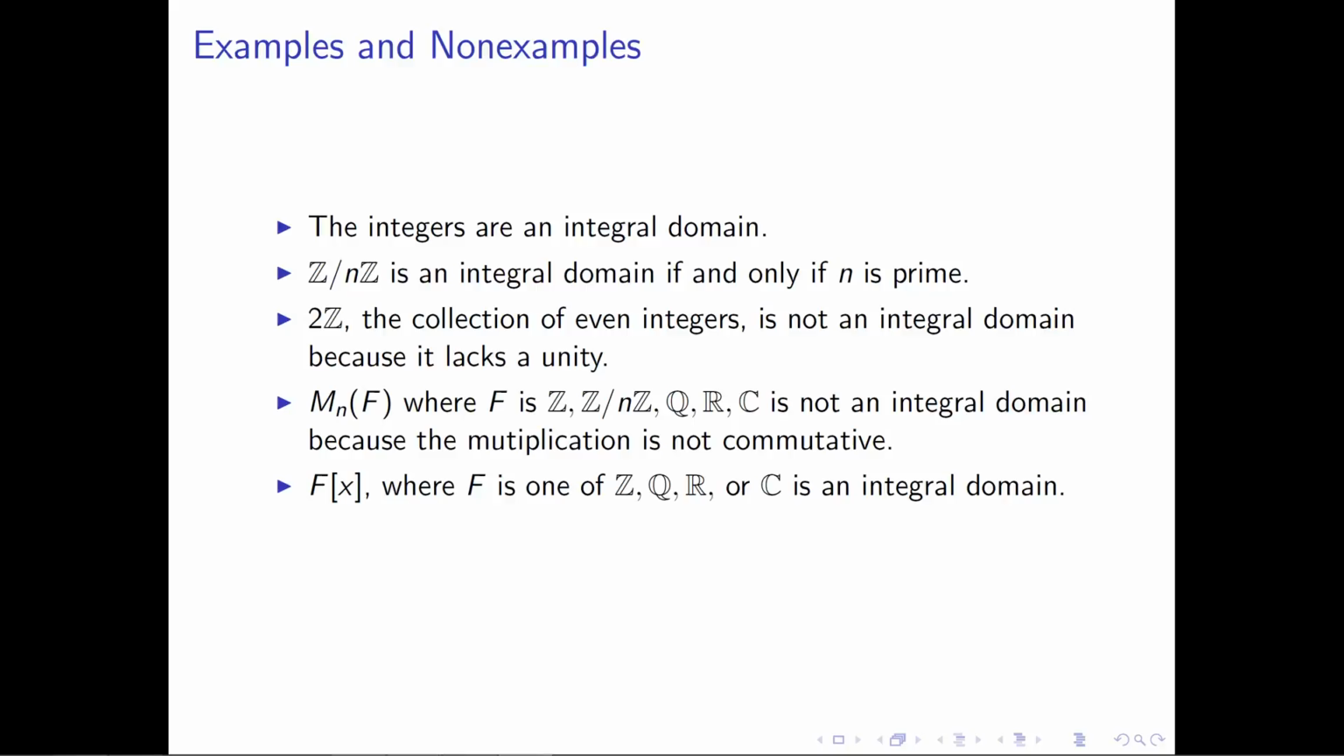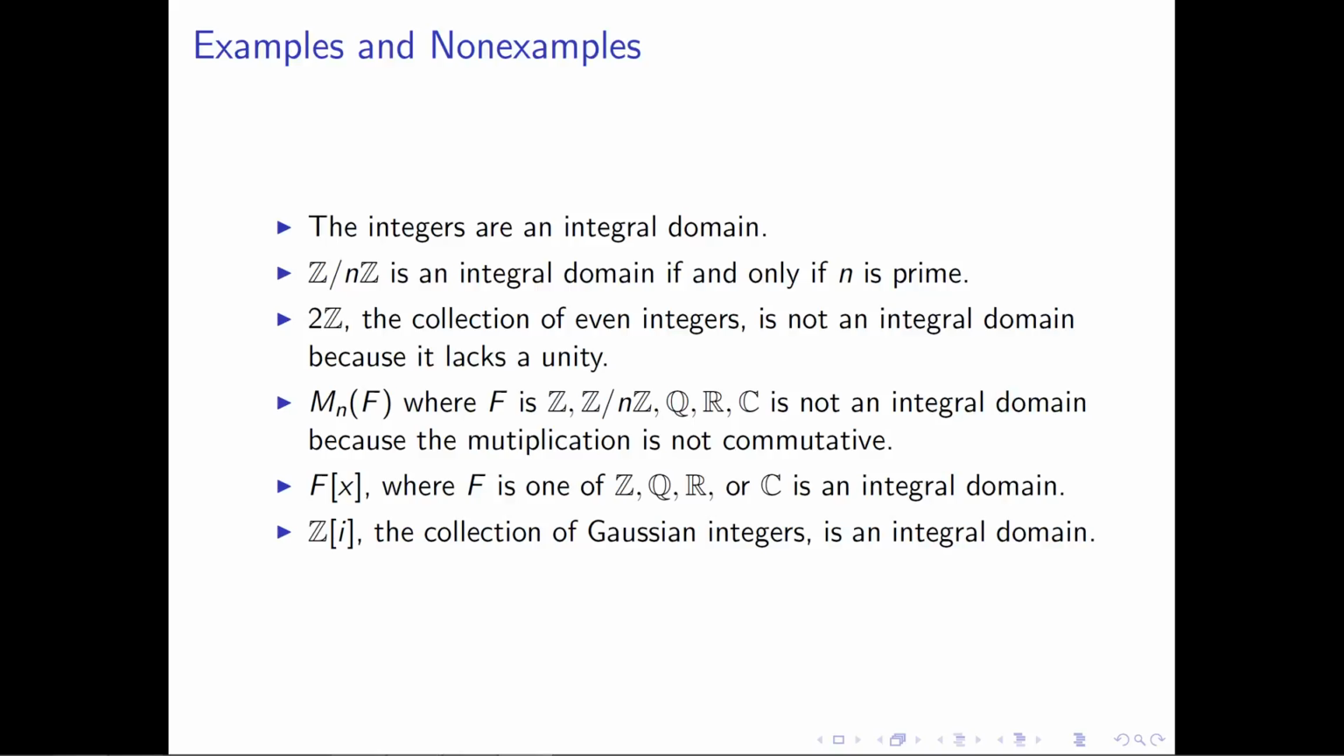Another type of ring we studied was polynomial rings, or rings using this adjoint notation. So if we're looking at F adjoint x, again where F is one of the integers, the rational numbers, reals, or the complex numbers, that will be an integral domain. And notice that I have left Z mod n off of this list of possibilities for F, because if we put Z mod n there and we don't put that specification that n is prime in there, then we're not going to have an example of an integral domain when we look at this polynomial ring.